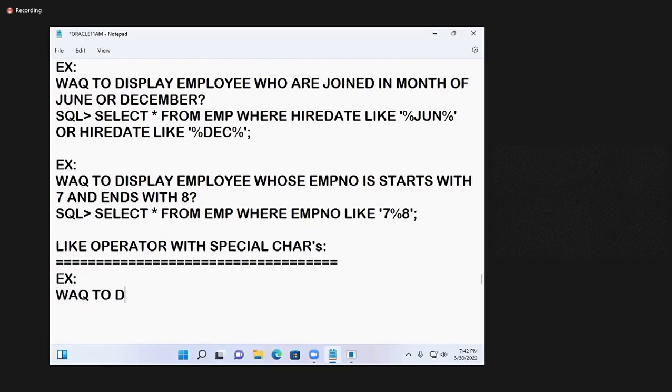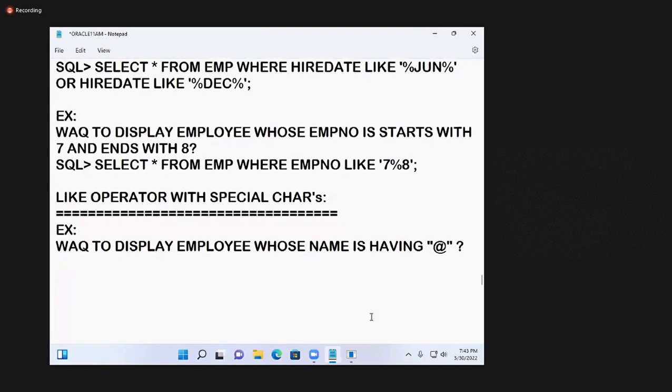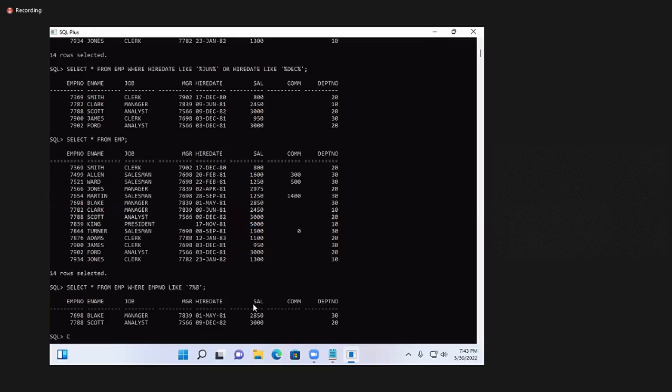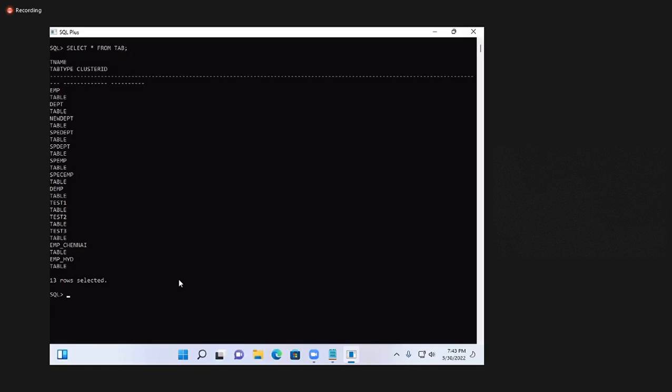Write a query to display employee whose name is having, okay, some at the rate symbol. Whose name is having at the rate symbol. So first of all, come out and see my tables. So I'm just going to take it out here. So present in my tab list. So how many tables are present here? Yeah, few tables we have here.